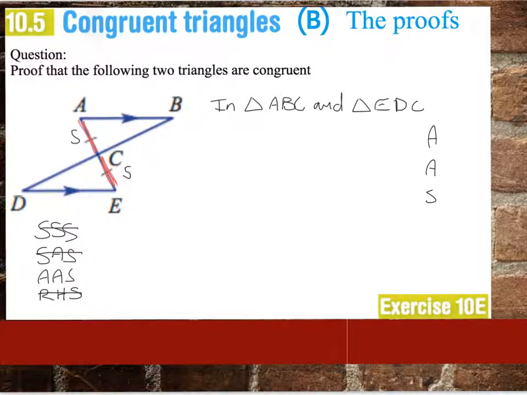So to start off with, I can choose any two pairs of angles to show they are the same. The first one that I'm going to use is to prove that this angle is the same as that angle. So A is going to be the same as E. And all I'm going to do is say angle A is equal to angle E.